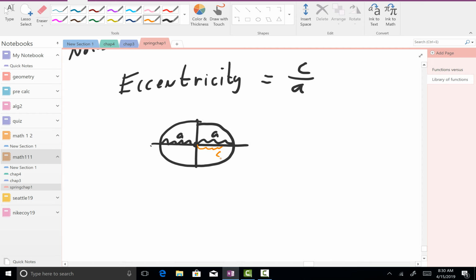All right. So let's say we have an ellipse. I'm going to make this one up here. Let's go x squared over 100 plus y squared over 1 equals 1.